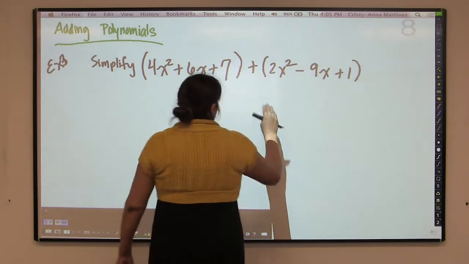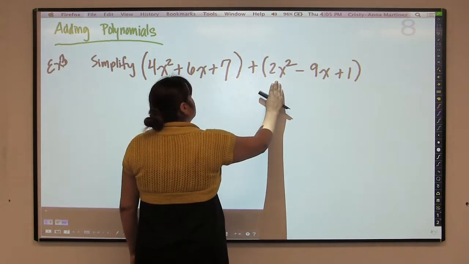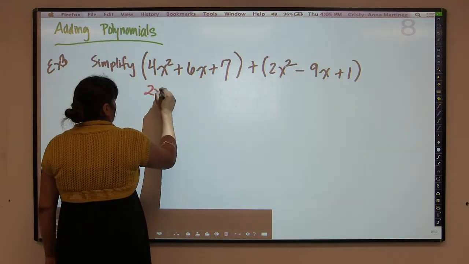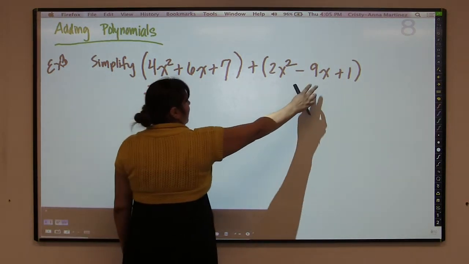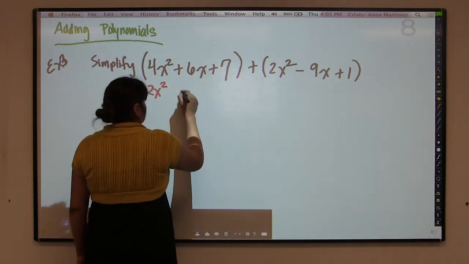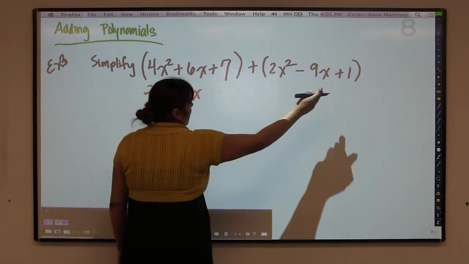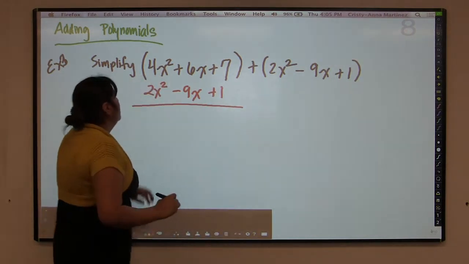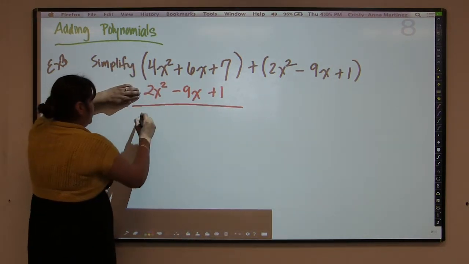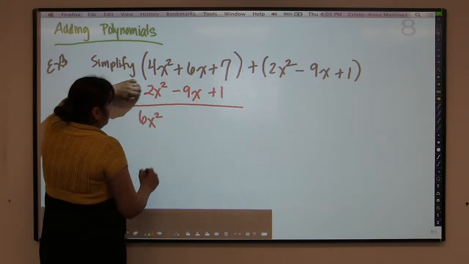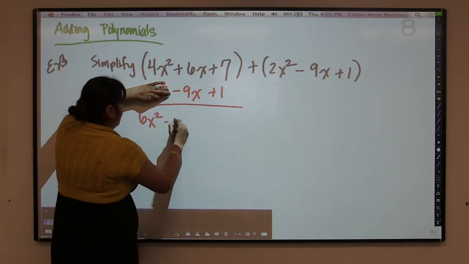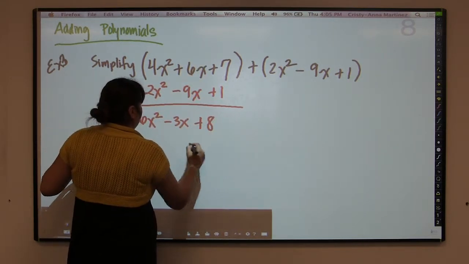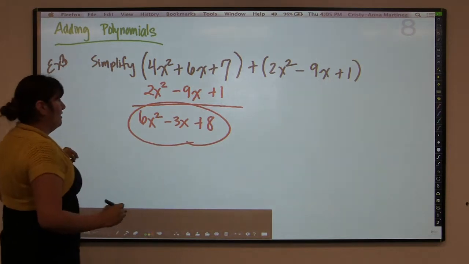In other words, I know this is positive 2x squared, so I'm going to put the 2x squared underneath the 4x squared because those are like terms. The negative 9x here I'm going to put under the 6x because they're like terms. And the positive one I'm going to put under the 7 because they're like terms. And then I'm going to add them this way. So 4x squared and 2x squared is 6x squared. 6x's minus 9x's is negative 3x's. And 7 plus 1 is 8. And this is my final result.